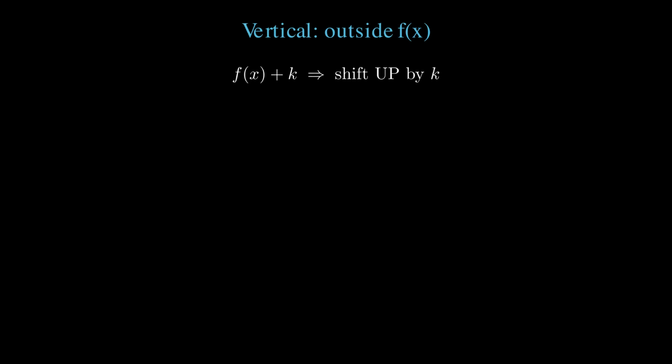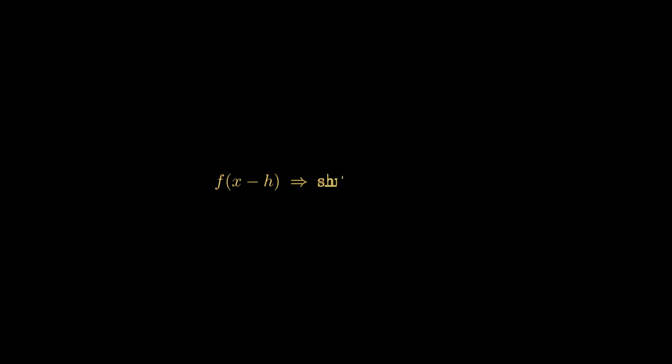Outside the function, changes hit the outputs, which are y values. f(x) plus k shifts the graph up by k units because every output increases by k. Inside the function, changes hit the inputs before f runs. That is why horizontal shifts feel backwards.